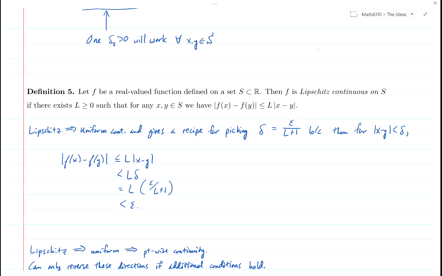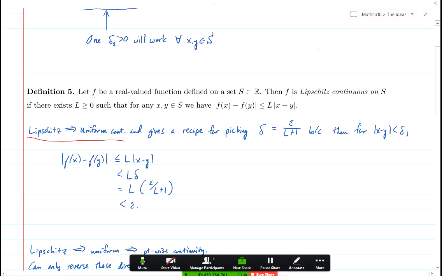And if you can do that, take that bound as your Lipschitz constant L. All right. Now, it's easy to see that Lipschitz implies uniform continuity. In fact, it gives a recipe for how to pick delta. So pick delta to be epsilon over L plus 1. Why, again, divide by L plus 1? L might be 0. I don't want to divide by 0.